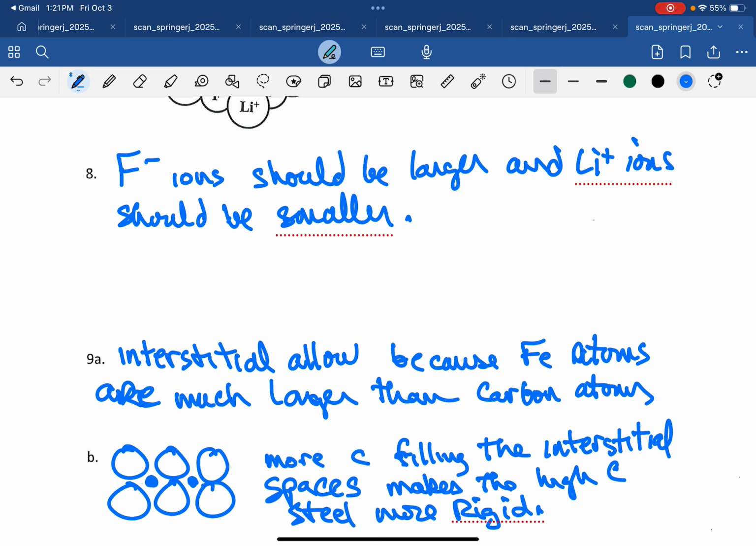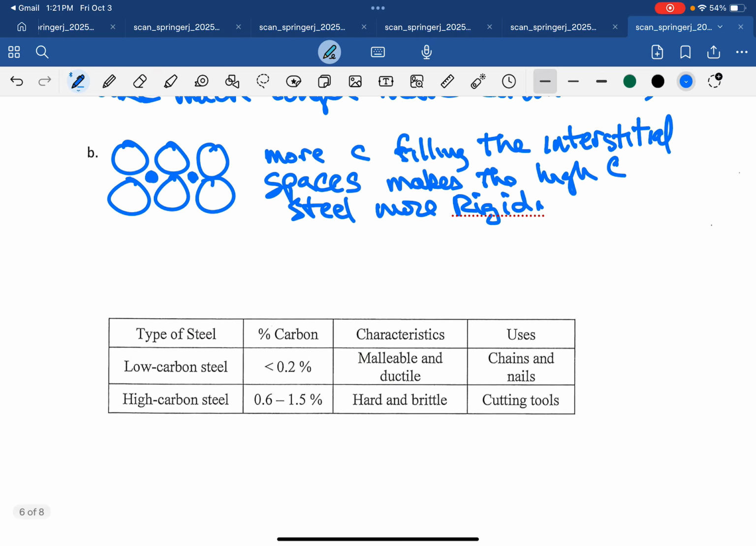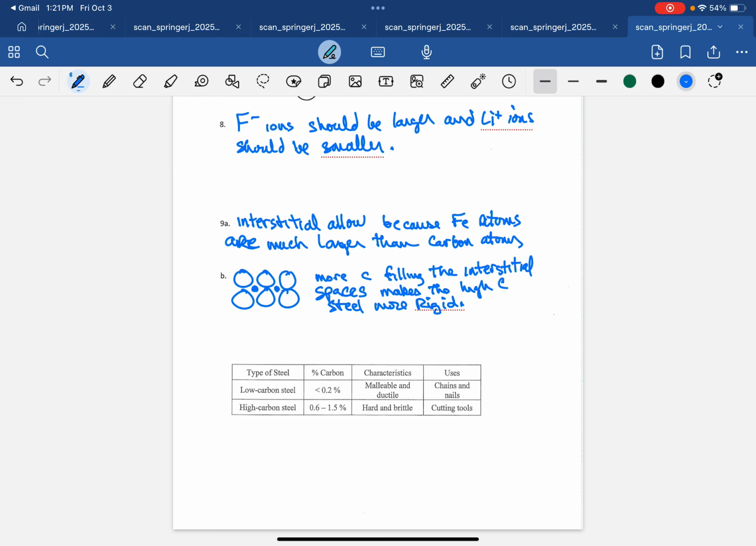Oh, and just a point of clarification. Don't say it or they or them unless they know exactly what it is. So I said the high carbon steel is more rigid instead of saying making it more rigid. Just don't leave anything up to their interpretation because they may not interpret it the way you want them to. Oh, there's the chart. Okay, so that is number 9.